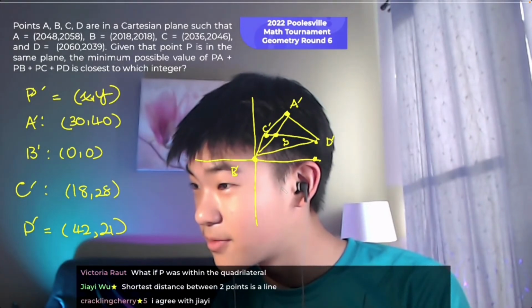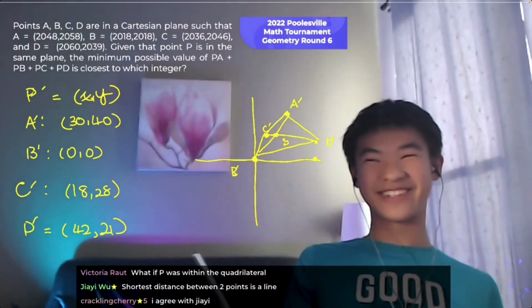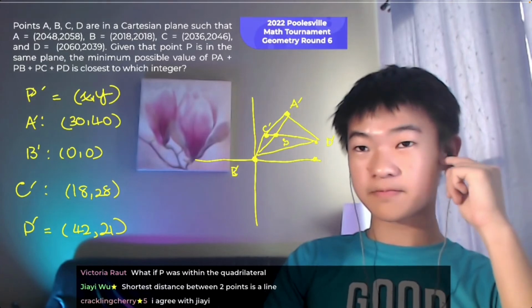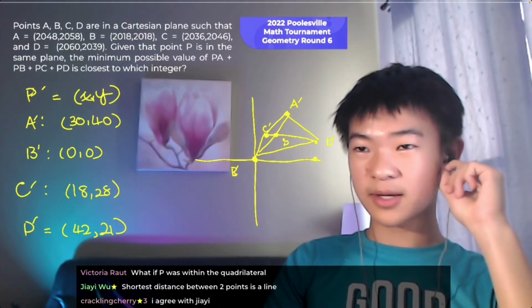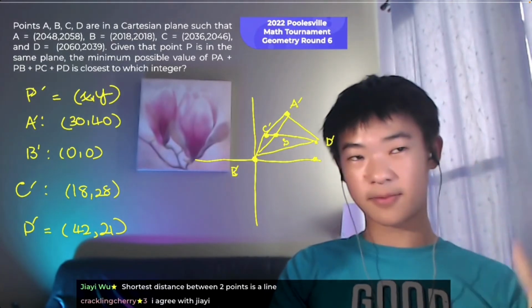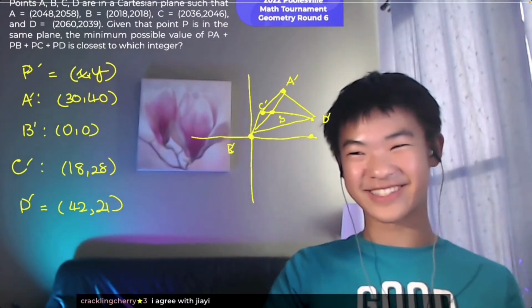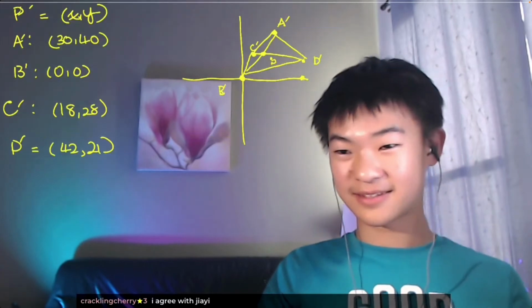Shortest distance between 2 points is a line. Exactly, not a triangle. That's triangle inequality right there. So my best bet is to just calculate A prime B prime, the distance, and then C prime D prime, the distance, sum them up, and hope that's the correct answer. But we have to do that first.